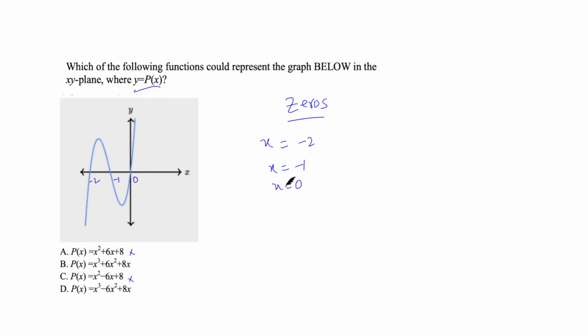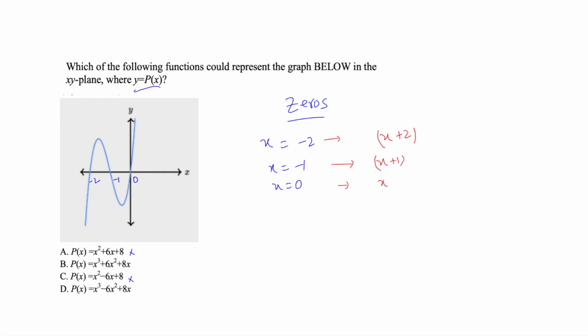So if I have to form an equation from this, what do I do? I convert these into factors. And how do I do that? This will become x plus 2. This will become x plus 1. And this will become x. It will remain the same, x.